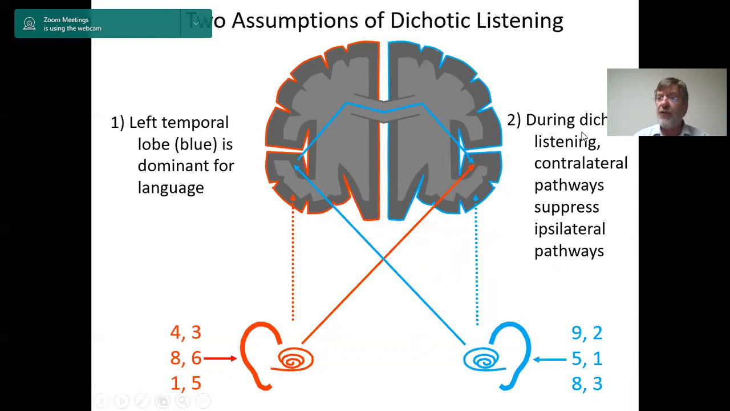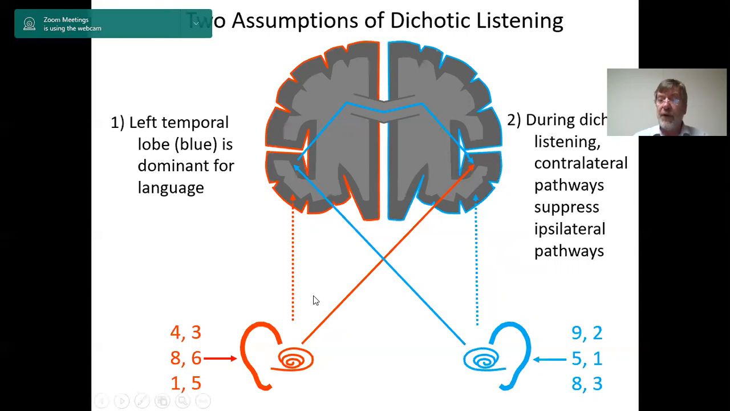The second assumption of dichotic digits testing is during dichotic listening, and only during dichotic digits testing, the ipsilateral same side pathways of information from the ear to the brain, or these are drawn and dotted.